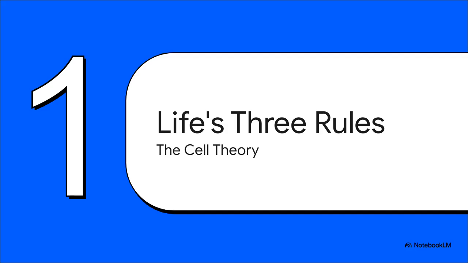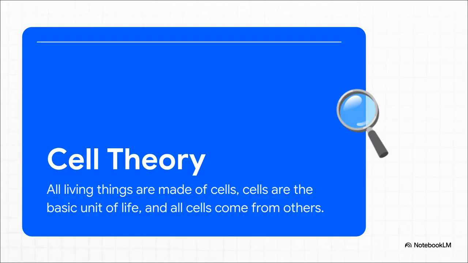Okay, so Section 1, Life's 3 Simple Rules. Let's dive right in. If we're really going to get what a cell is all about, we have to start with the universal laws that basically govern all of them. It's pretty amazing. Scientists have managed to boil down the entire complex essence of what it means to be alive into this one fundamental concept. They call it the cell theory. And really, it's the absolute bedrock of all modern biology.